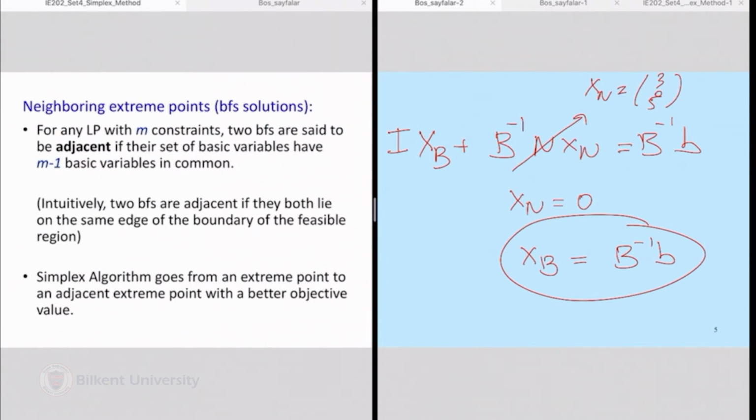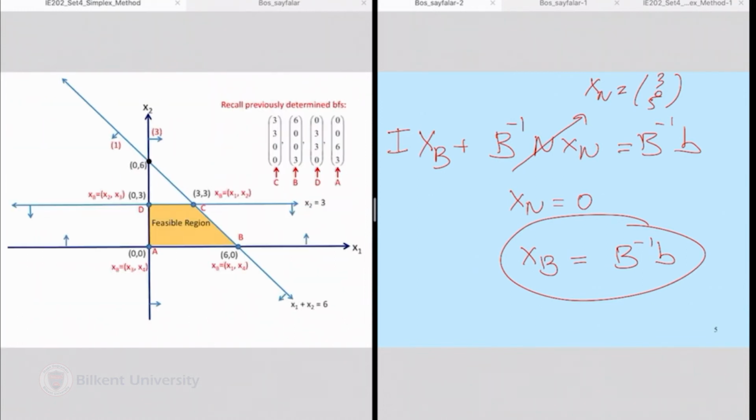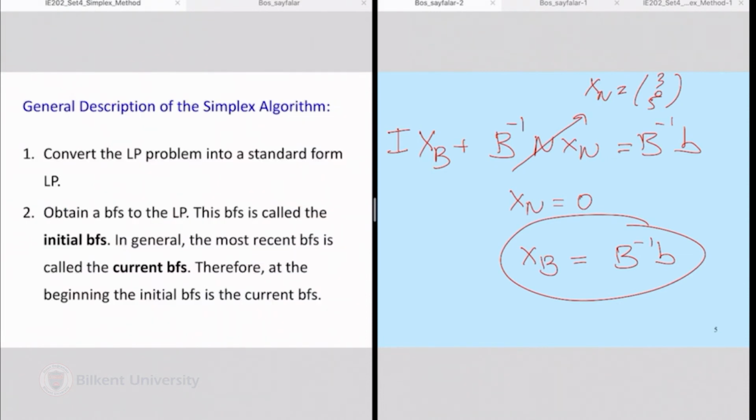We talked about adjacency, adjacent basic feasible solutions. What does it mean to be a basic feasible solution? I should have a partition of basic and non-basic variables. When I look at two neighbors, m minus one of their basic variables should be in common. That's the definition of adjacency that we just saw. We looked at this example also.